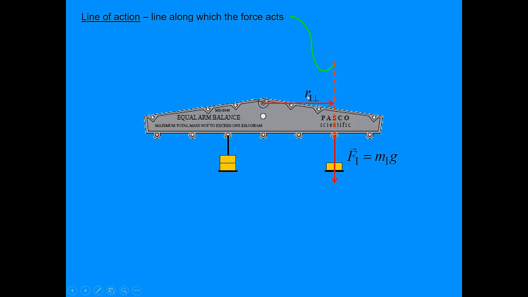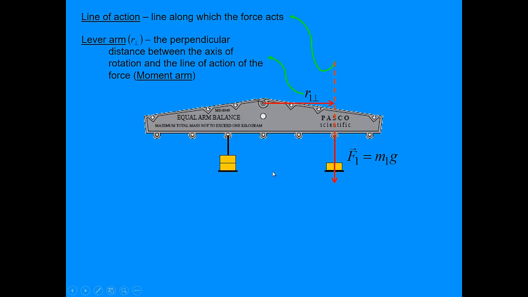So notice how I called this R, which is a distance, right? 1, because it's with F1. Perpendicular. I'm really using the perpendicular sign there. Okay? This is known as a lever arm. Right? It's a lever arm, R perpendicular, if you will. The perpendicular distance between the axis of rotation and the line of action.